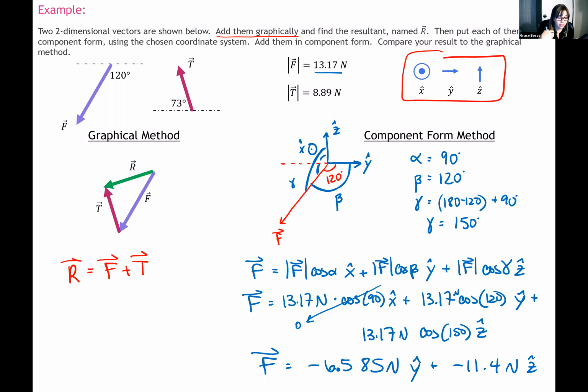We're halfway there. Now let's do the same thing for vector t. This would be a good chance for you to pause the video and see if you can put vector t into component form and then check your answer with me. So I'm going to keep going, but I recommend pausing and doing this part on your own and checking to see if you can do it correctly. So I'm going to redraw vector t on this page.